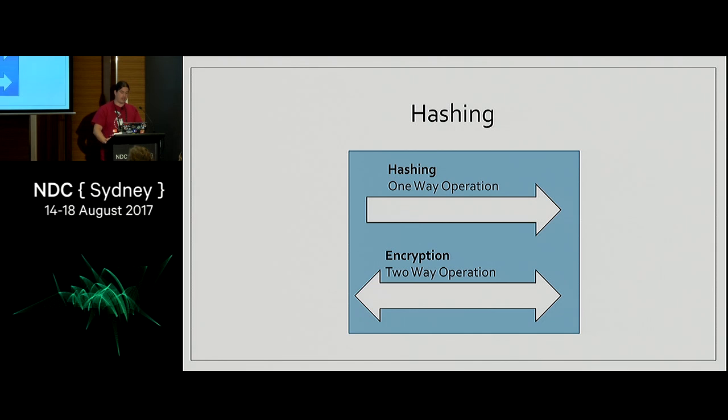A good way of thinking about hashing, then, is that encryption is generally a two-way operation. You have a piece of data, you encrypt it with a key, and then you decrypt it with the same key. So it's two-way. But a hash is kind of like one-way encryption, effectively. You have a piece of data, you hash it, but then you can't recover that original data from the hash. That's a good way of thinking about it.